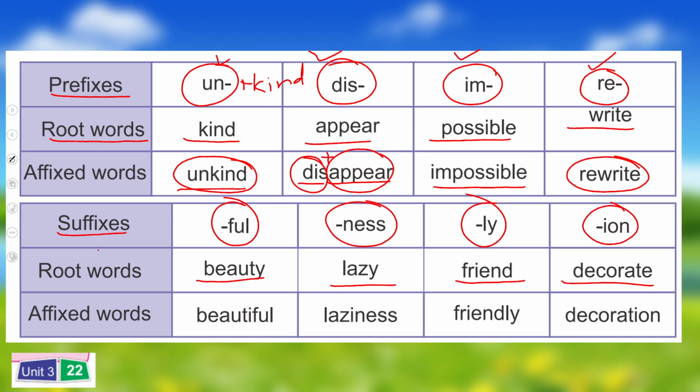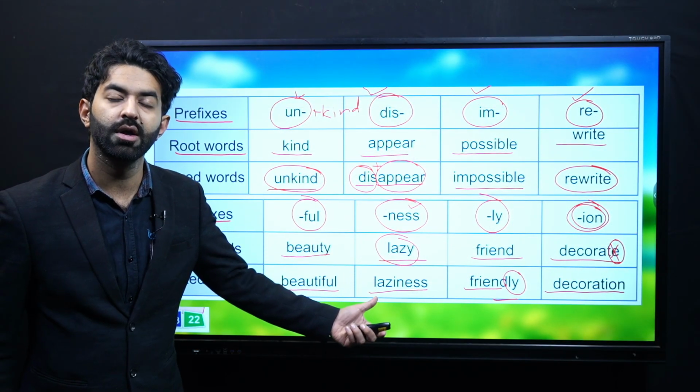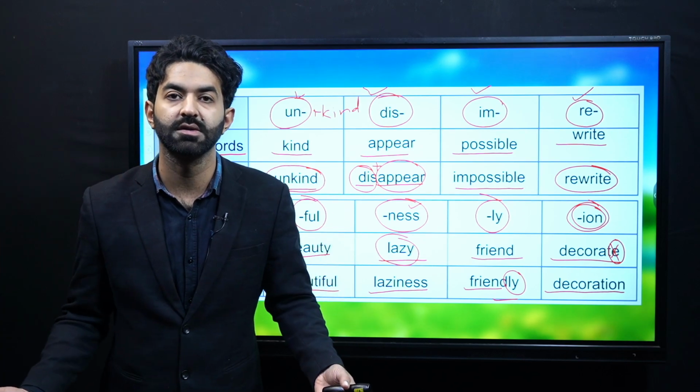Beauty becomes beautiful. The root word lazy, and if you add ness with it, becomes laziness. Friend and ly, friendly. Decorate and ion. We remove e and add ion. It becomes decoration. So all of these words after the root word are called suffixes.